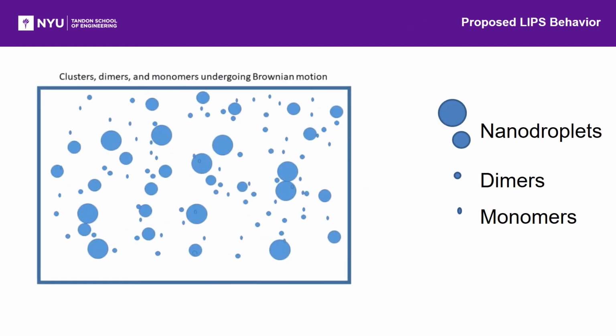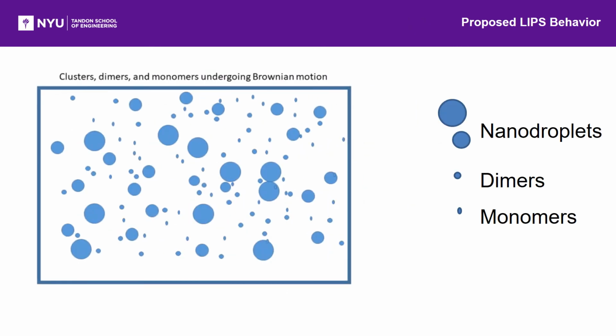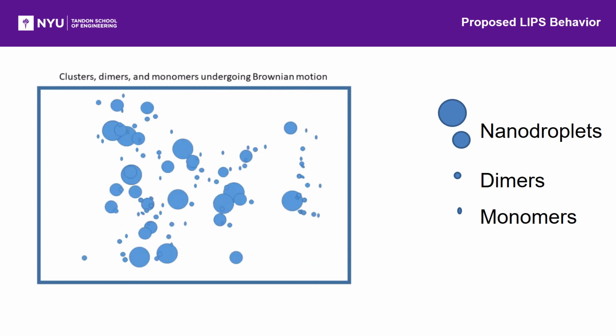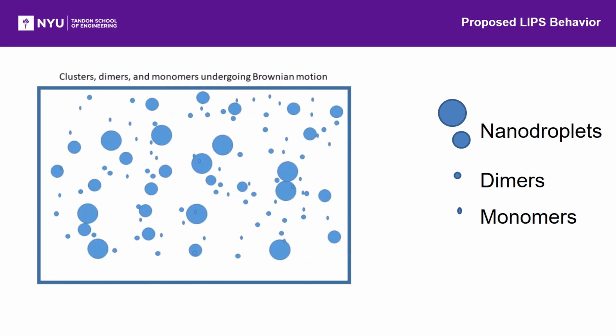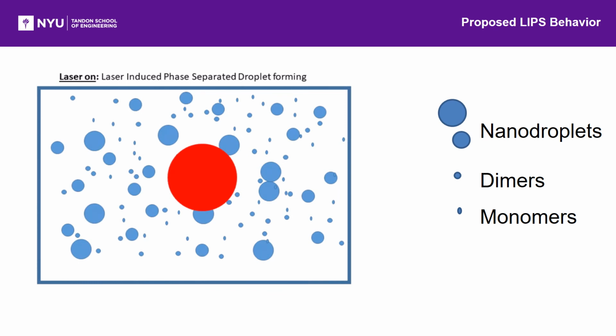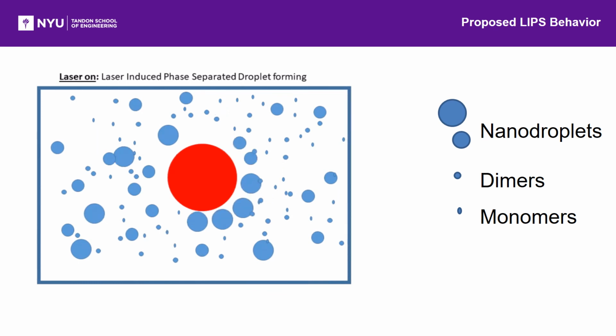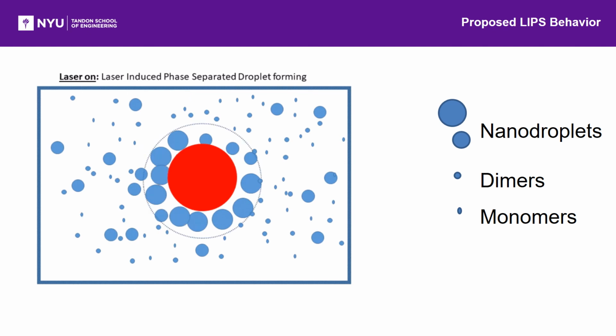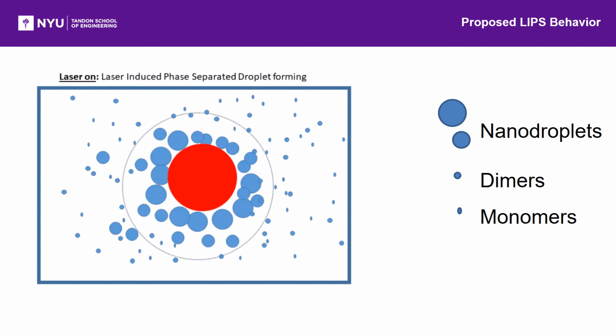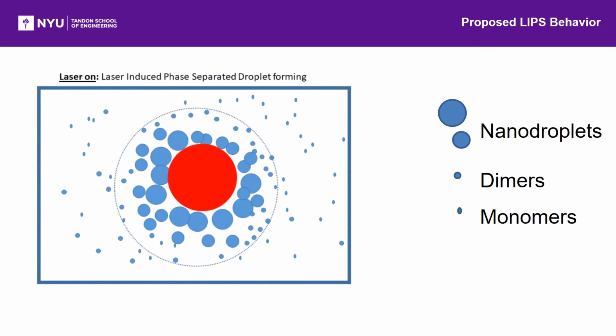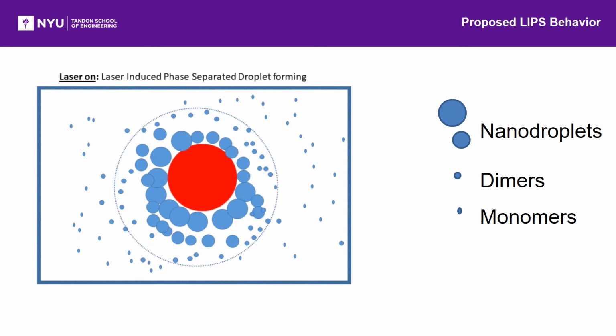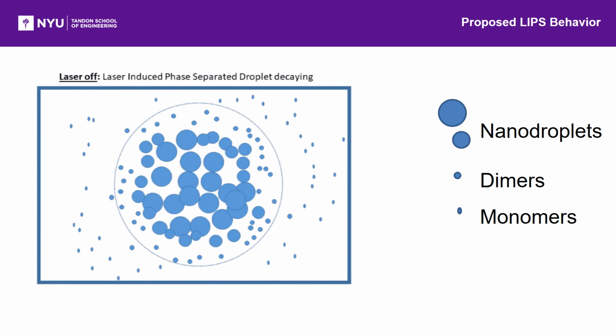Here's what we propose is going on. Inside of a solution, there are nanodroplets, dimers, and monomers. When you turn on the focusing beam, you attract the nanodroplets to the focal point of the beam. Meanwhile, you're expelling the dimers and monomers by localized heating and expelling the water, because they're not large enough to be attracted to the focal point of the beam. That is what forms the droplet: the combination of the thermocapillary effect as well as the nanodroplets coming together.